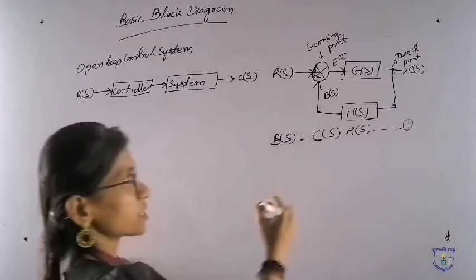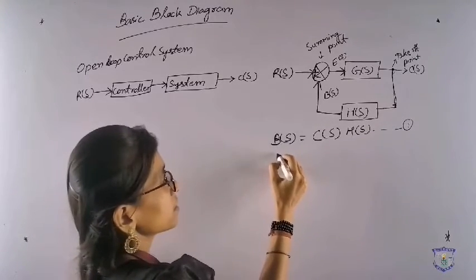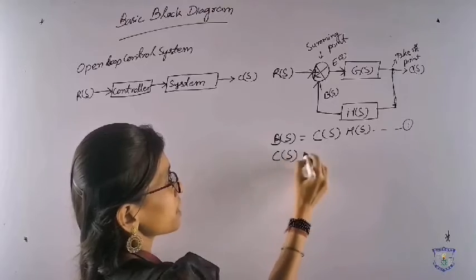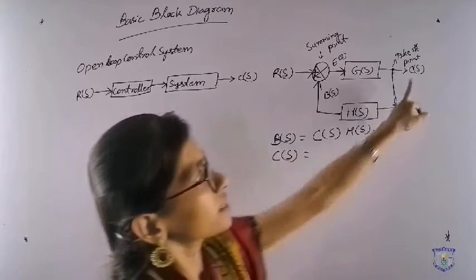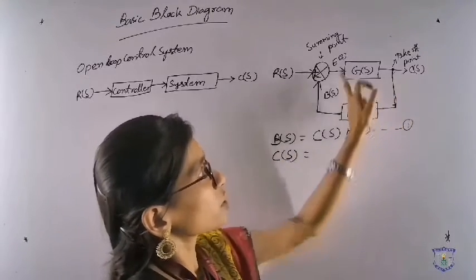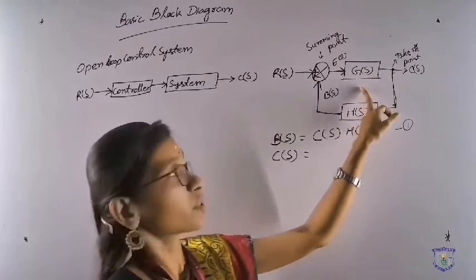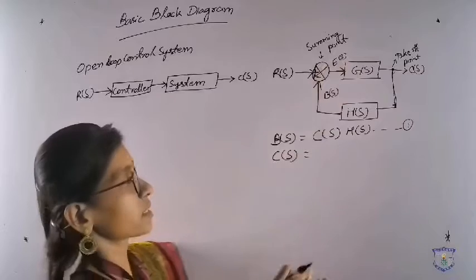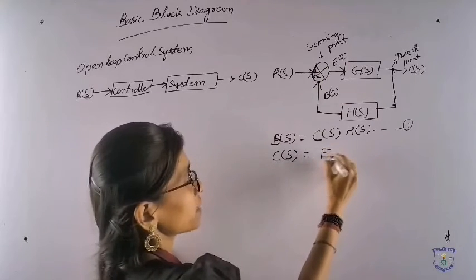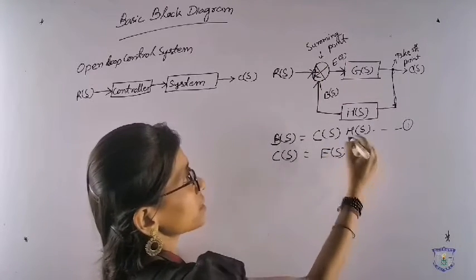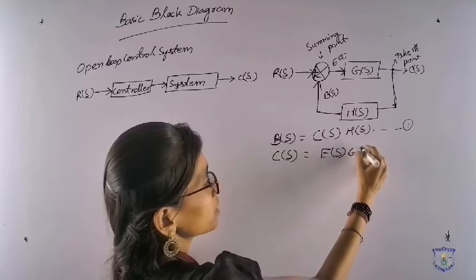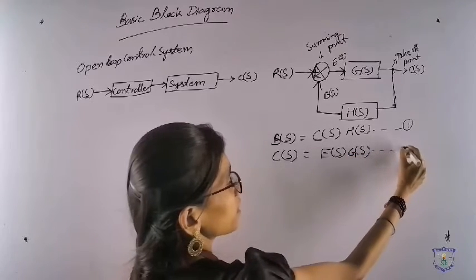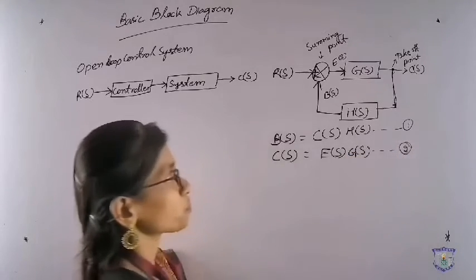Let's take this as equation 1. Then C of S: it is coming from this system having transfer function G of S, which takes the input E of S. So simply, C of S equals E of S into G of S. Let's take it as equation number 2.